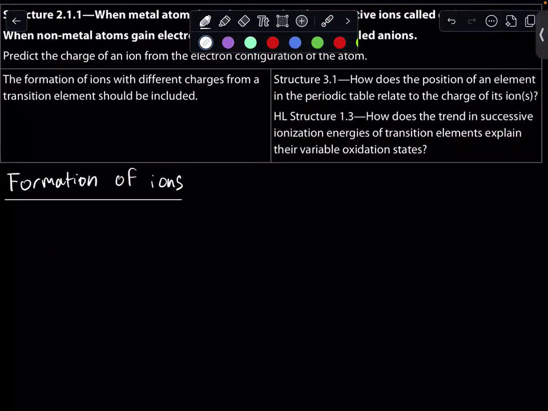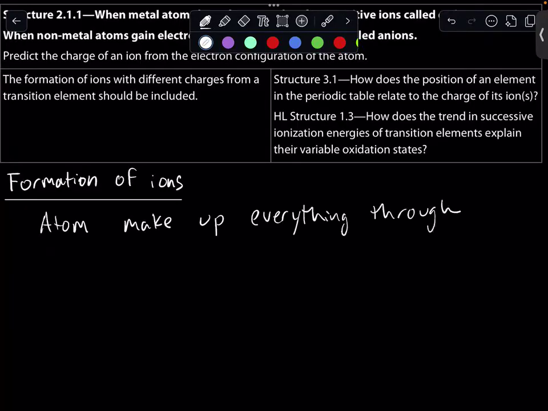So formation of ions, why do we even need to talk about this? We know atoms make up everything, but they do that in a very specific way. Atoms make up everything through chemical bonds. So that means they have to bond to each other. But how do they do that? Well, what is a chemical bond? That's kind of one of the things you need to ask. What makes it different from any other bond? Are there any other bonds?